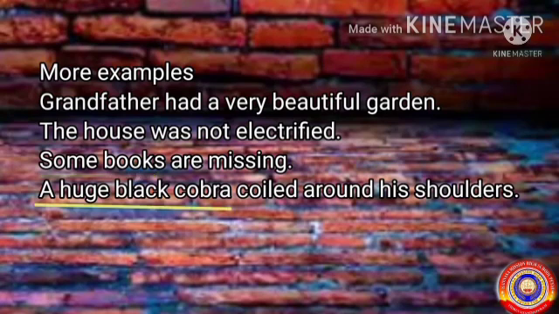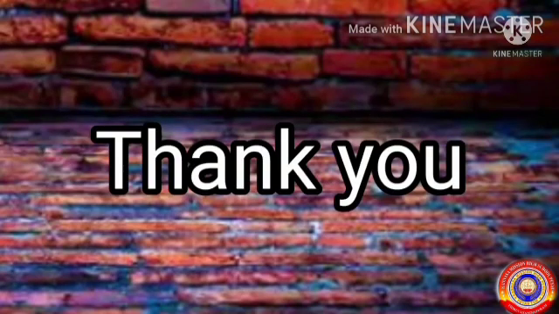The last sentence, a huge black cobra coiled around his shoulders. Here, a huge black cobra is the noun phrase. A is the article. Huge black are the adjectives. Cobra is the head noun. So that's all about noun phrase. Try to do the activity in your textbook. Find out the answers. Thank you.